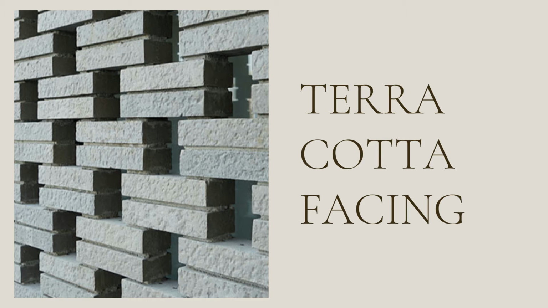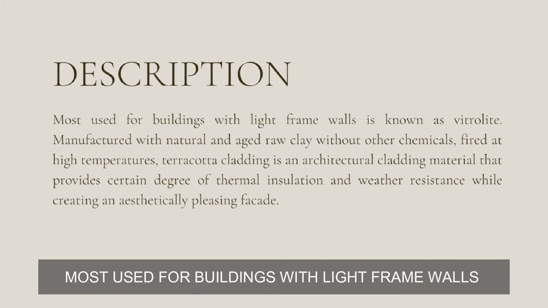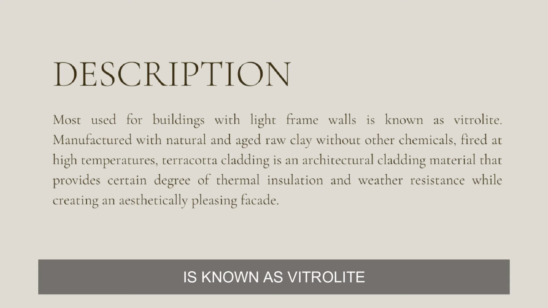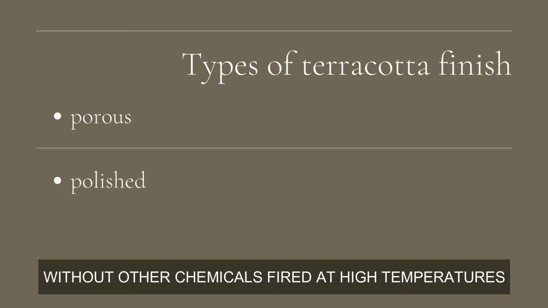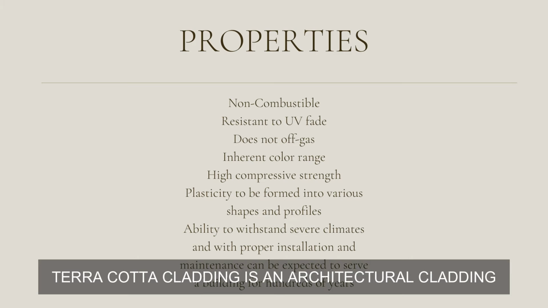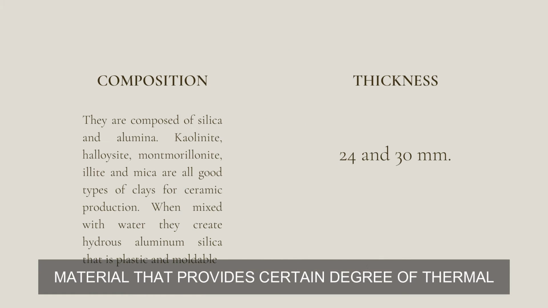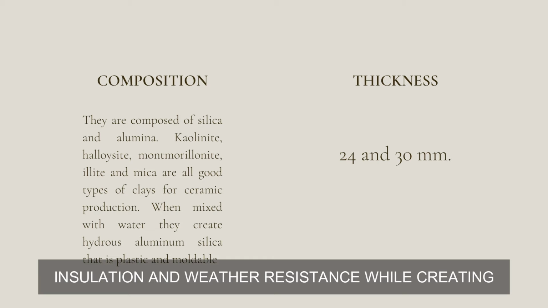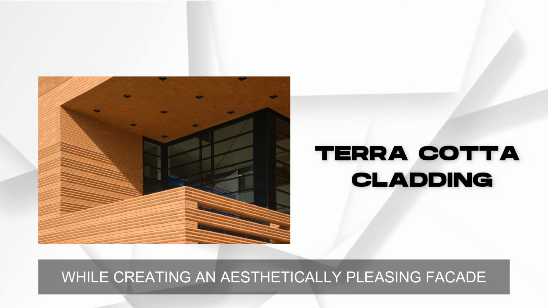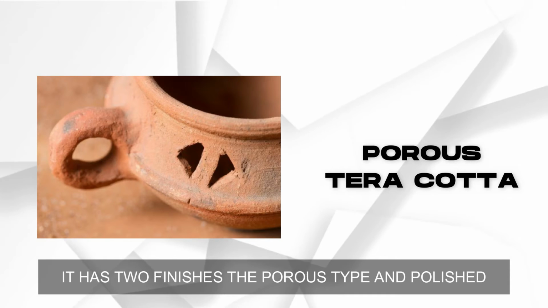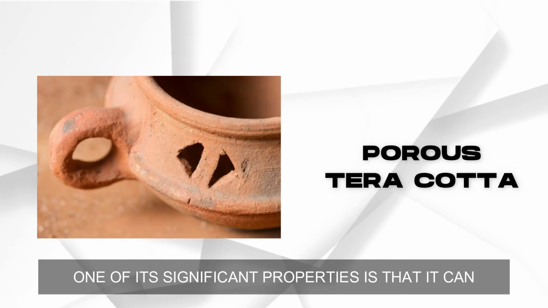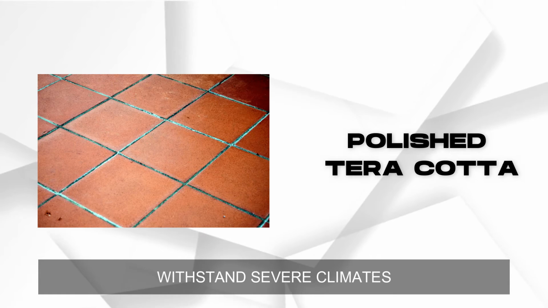Moving on to the terracotta facing. Most used for buildings with light frame walls known as vitrolite. These are manufactured with natural and aged rock clay without other chemicals and fired at a high temperature. Terracotta cladding is an architectural cladding material that provides certain degree of thermal insulation and weather resistance while creating an aesthetically pleasing facade. It has 2 finishes, the porous type and the polished. One of its significant properties is that it can withstand severe climates and can last long if properly maintained.